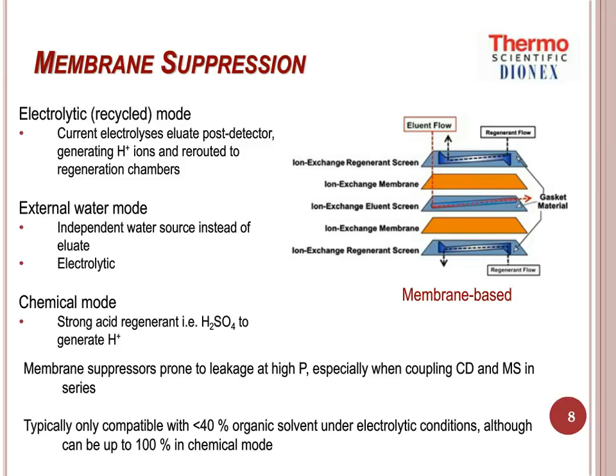It is not always possible to use the eluent as a regenerant, such as when it is modified post-column or coupled to mass spec, and therefore an independent source of water can be used in external water mode. Typically, though, these suppressors can only be used with up to 40% organic solvent. Chemical suppression uses a manually prepared strong acid regenerant to generate hydronium ions instead of a current, and although it requires the use of a secondary pump, they are compatible with higher concentrations of organic solvent.